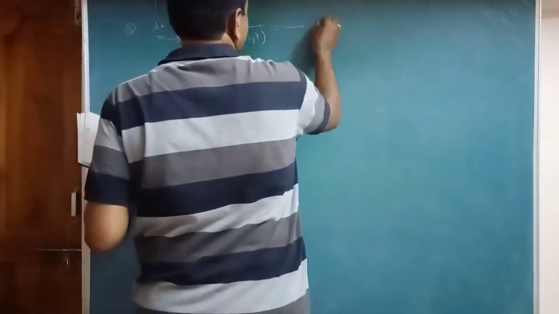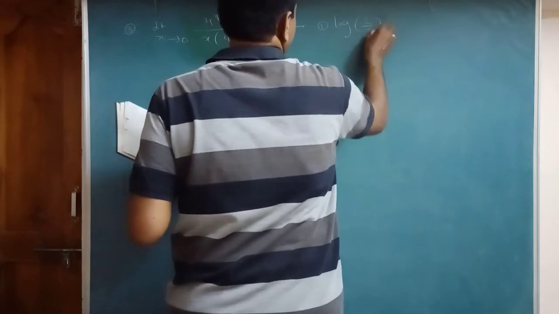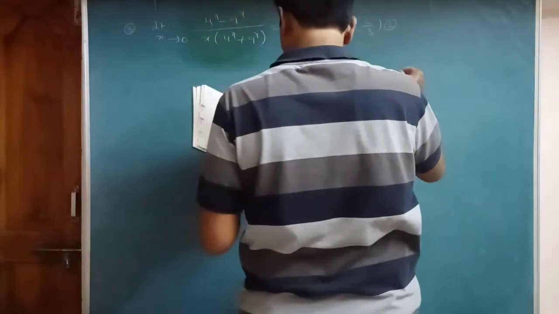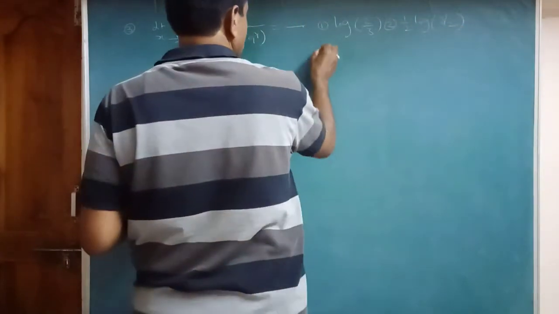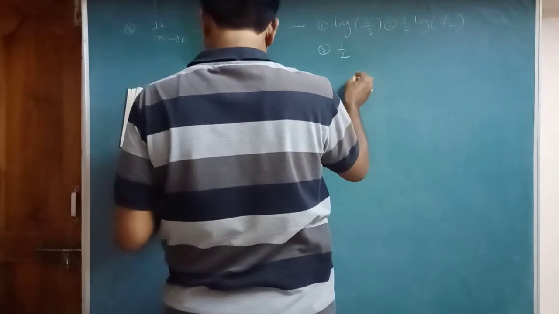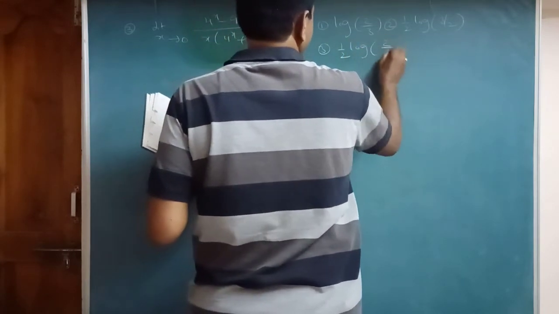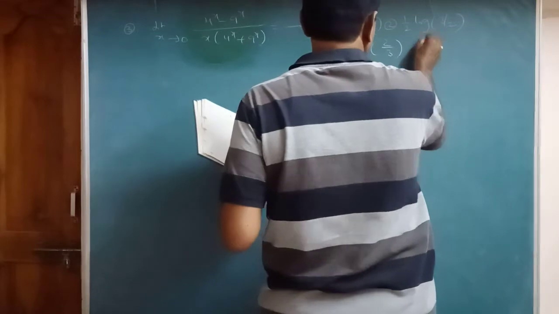Next one, limit x tends to 0, (4 power x minus 9 power x) divided by x into (4 power x plus 9 power x) equals dash. So first option is log 2 by 3, and second option is log of 1 by 2 log 3 by 2. Third option, 1 by 2 log 2 by 3. Fourth option, log 3 by 2.